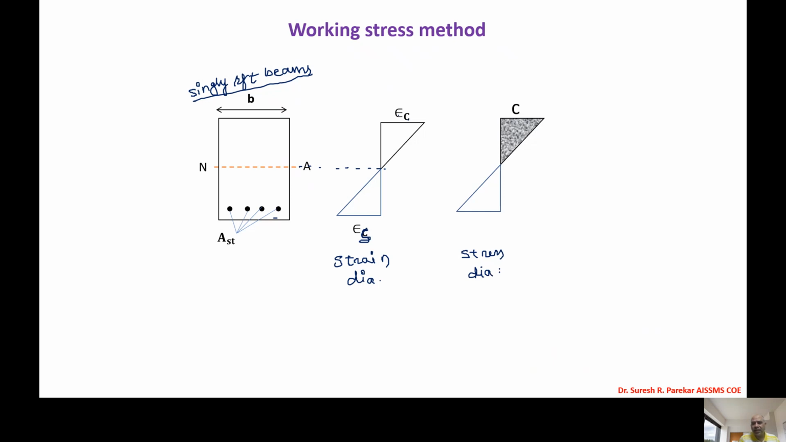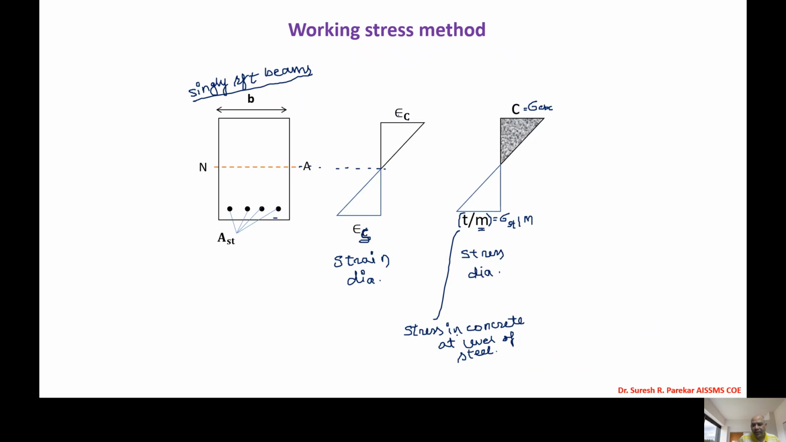Now you can see this is the stress in concrete. If it is a balanced section, then we can write it as sigma CBC. And then we have this as sigma ST by M. Why have we divided by M? Because we have the modular ratio, and this sigma ST by M is the stress in concrete at the level of steel.